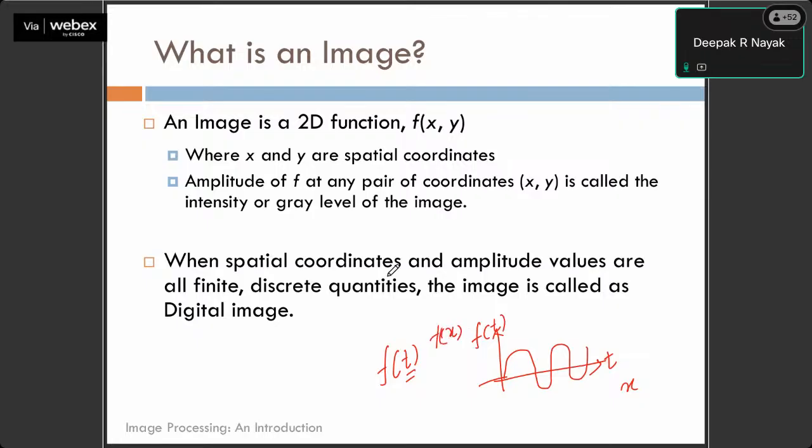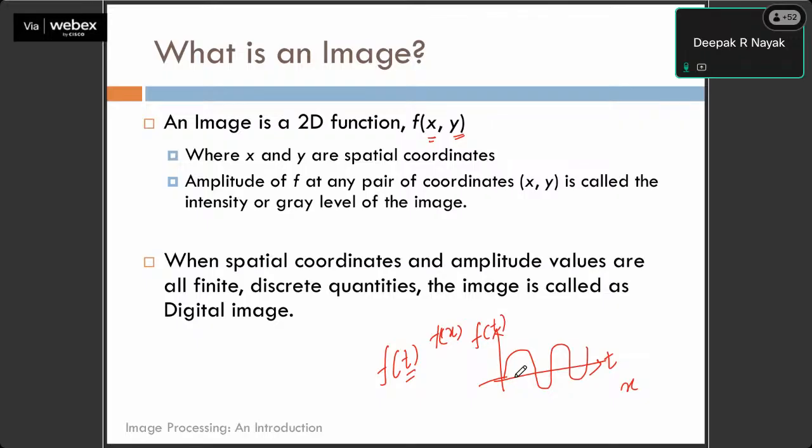But an image is a two-dimensional signal. An image is a two-dimensional function, which is f of x y. So x and y are the two variables we have here, and these x and y are the spatial coordinates. I'll talk about later what we mean by spatial coordinates here. And this f is known as the amplitude at that particular value.